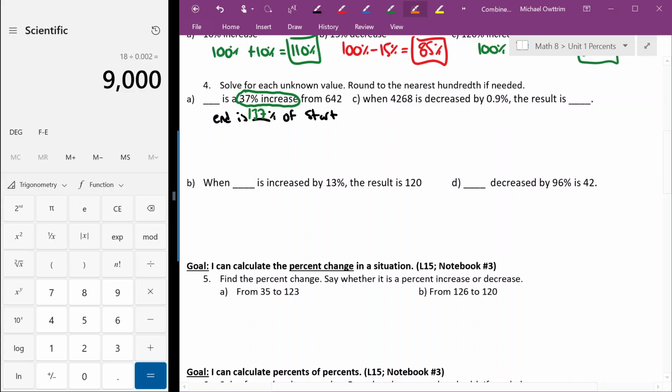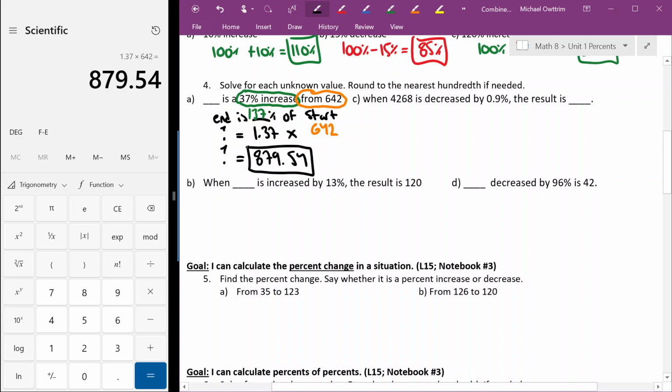Now in this case, whatever we're coming from is going to be your starting number. When you're traveling from Edmonton to Calgary, it means you're starting in Edmonton. So we'll fill in that our start in this question is our 642. Our end is our unknown, and we'll convert everything else to an equation. Since our question mark is isolated on the left, we'll multiply 1.37 times our 642, and we get 879.54. So we'll say our 879.54 is a 37% increase from 642.